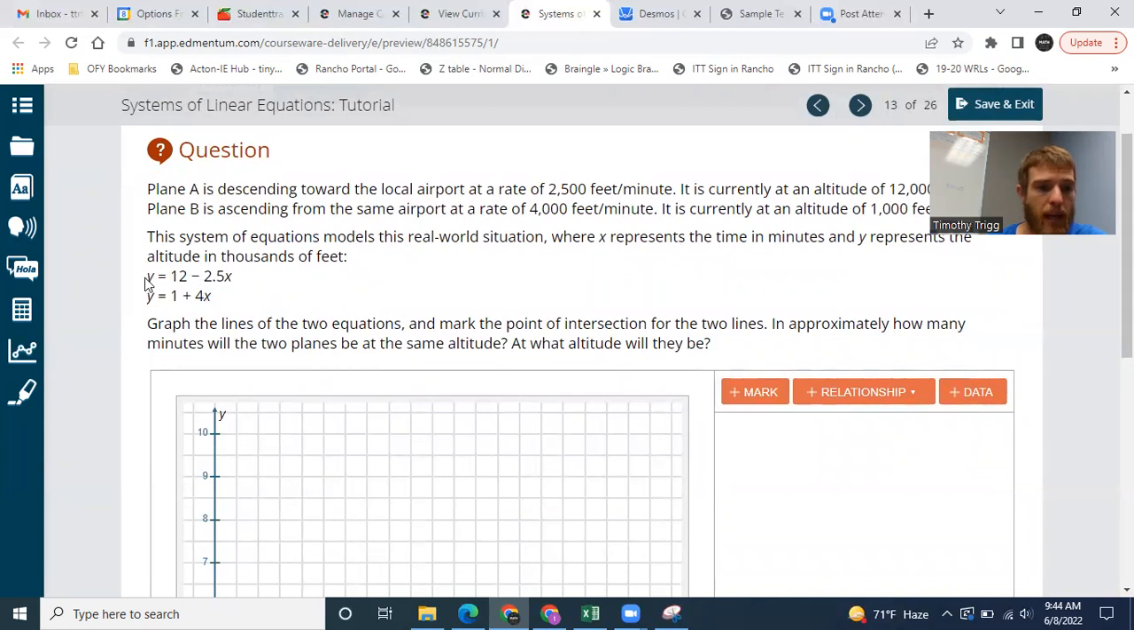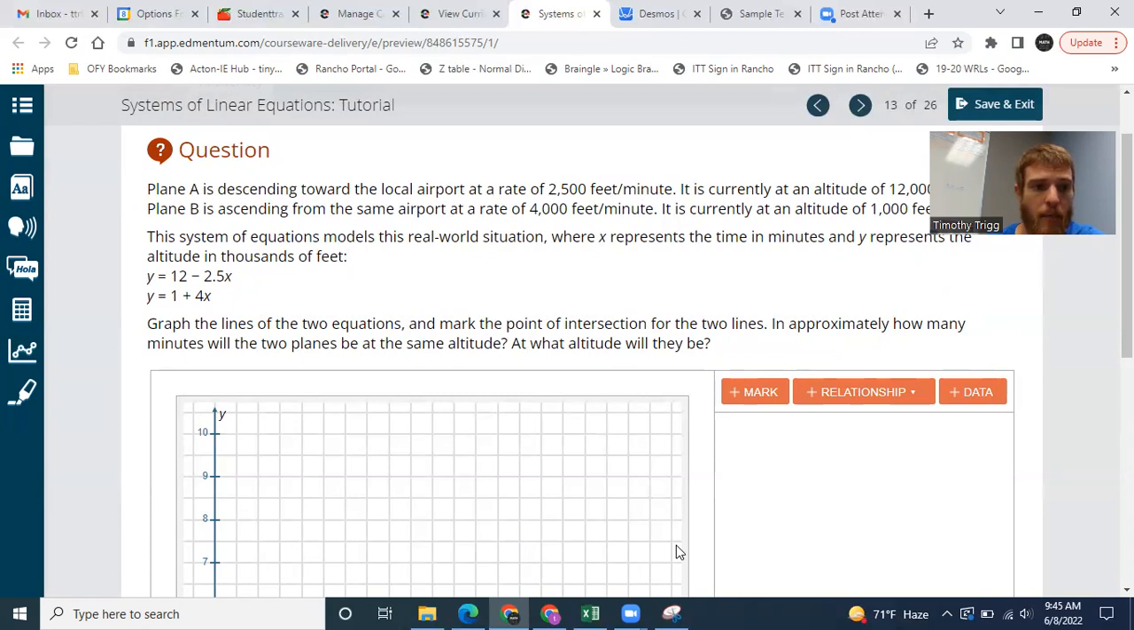We can see for plane A, this is in thousands of feet. So 12 represents the 12,000 feet of altitude. And it's descending, so minus, it's descending 2,500 feet per minute. Similarly, the second equation, starting off with an altitude of 1,000. So that's where this 1 comes from. And then it's ascending or going up. So that's why it's plus. And it's going up 4,000 feet per minute. Okay, well, let's go ahead and graph these two lines.